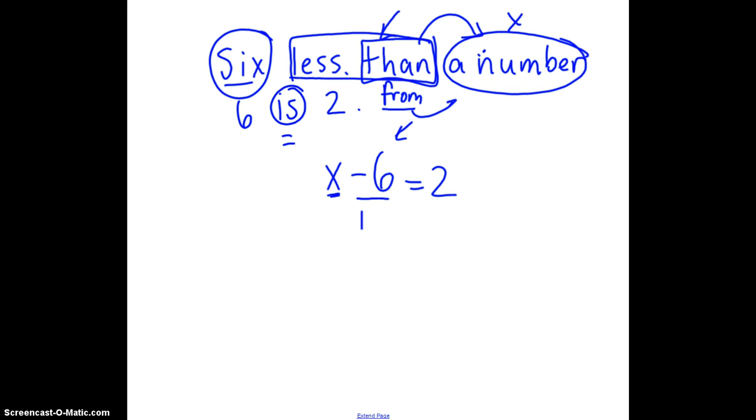So we would, of course, add 6 to both sides, and we end up with x equals 8. And if I subtract 8 minus 6, I do get 2.